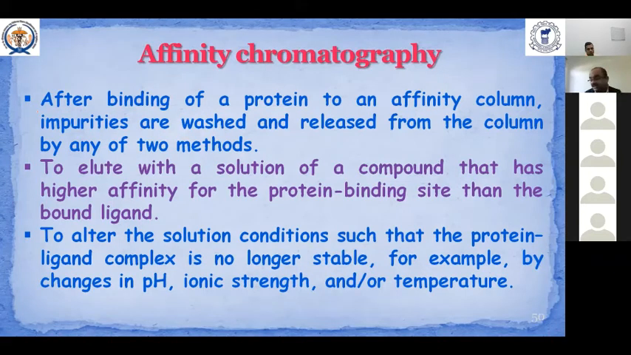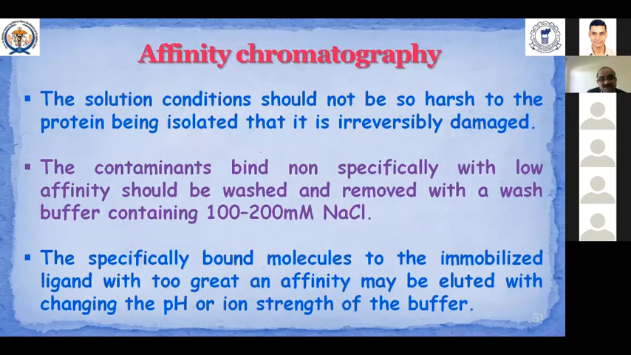But here, care should be taken that the pH should not be so extreme, because if the pH becomes so extreme either on the lower side or higher side, the proteins become denatured and their biological activity will be lost. So in that condition, the same elution condition is applied, that is, using a chaotropic agent like urea.